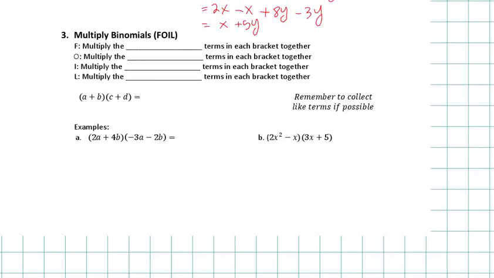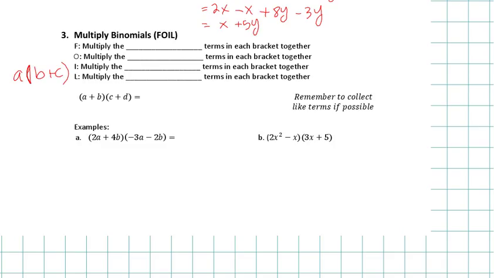So whenever I have a monomial multiplied by a binomial, you guys remember the terminology? What if I have two binomials multiplied by each other? Instead of having only a, I have a plus b multiplied by c plus d. We're going to use an acronym called FOIL.